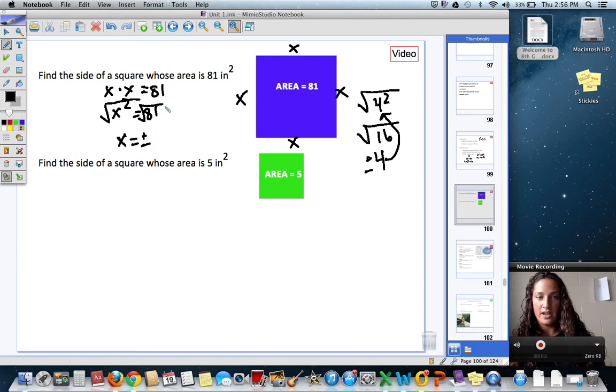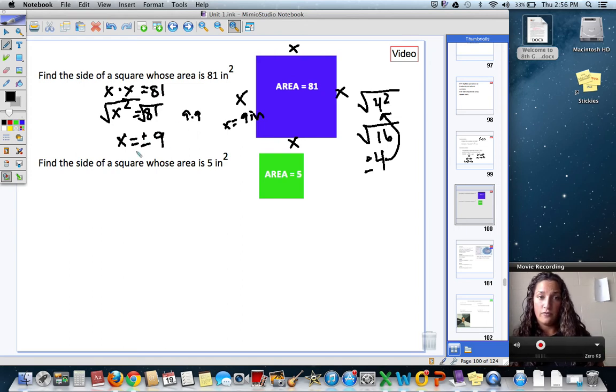So the square root of 81, what's the square root of 81? We know that 9 times 9 gives me 81, but it's going to be plus or minus. In this problem, though, since it's area, you can't have a negative area. In this problem, my x would be 9 inches because we can't have a negative area. But if you're just solving an equation without words, it would be plus or minus 9.